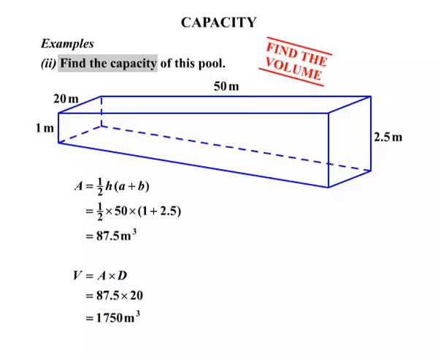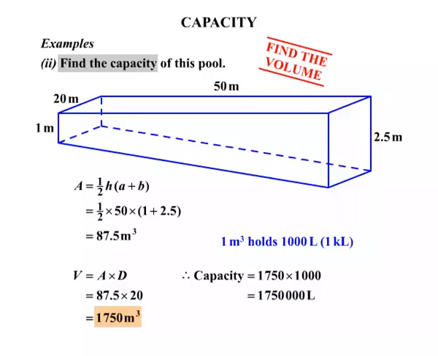So far we have found the volume. But the question is asking us for the capacity. So what we need to do is realise that every cubic metre holds 1,000 litres, or 1 kilolitre. So if we have 1,750 cubic metres, then the capacity is 1,750 lots of 1,000 litres. And that works out to be 1,750,000 litres. Or another way of writing that, we could say that it is 1,750 kilolitres.